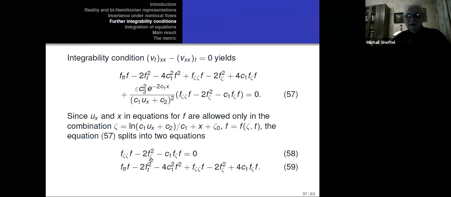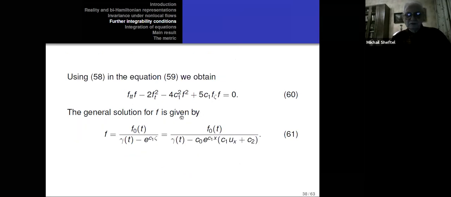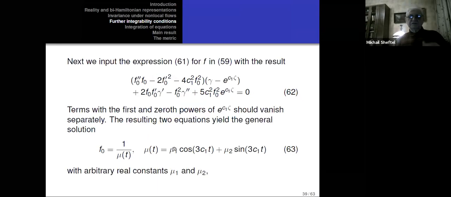Equations 58 and 59. Now we combine them so as to simplify equation 59 to this form. And it turns out that it's very simple to integrate it in t and zeta, and to obtain the general solution in this form for F. F of zeta and t, and gamma of t, at this stage are arbitrary smooth functions. Now we have two equations, so we input our result for F in the remaining equation, and then obtain again one result which splits into two equations, containing the exponential and without the exponential term.